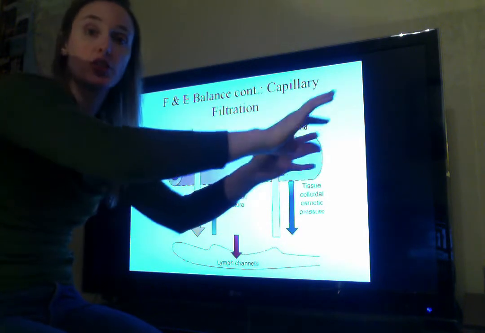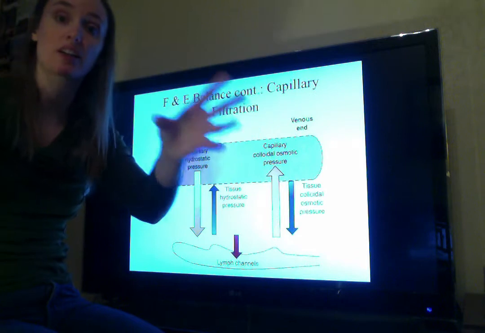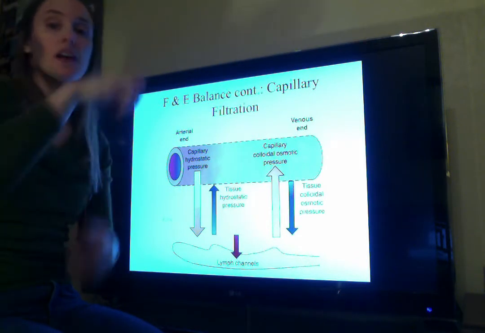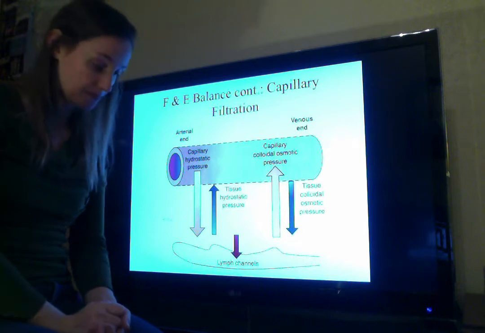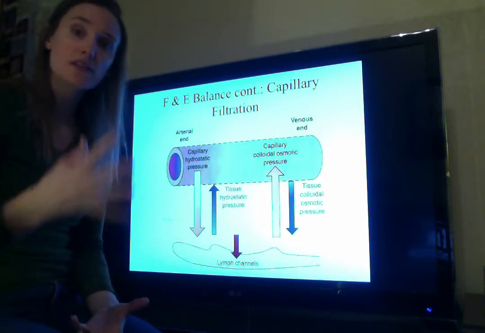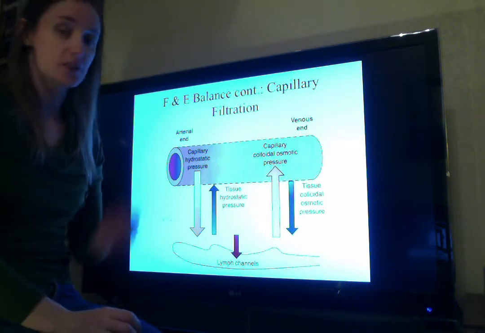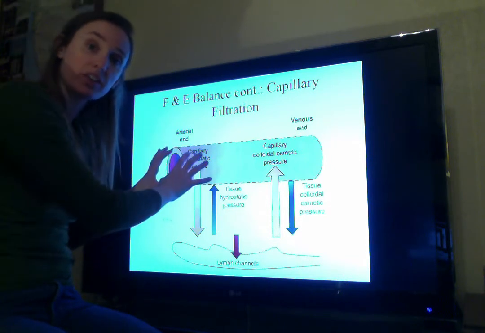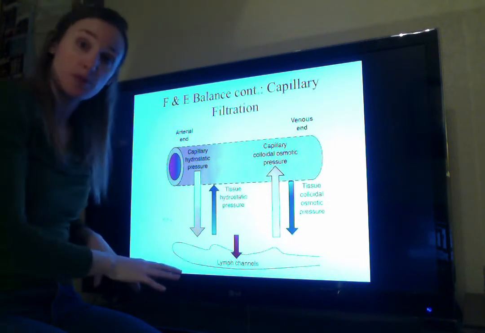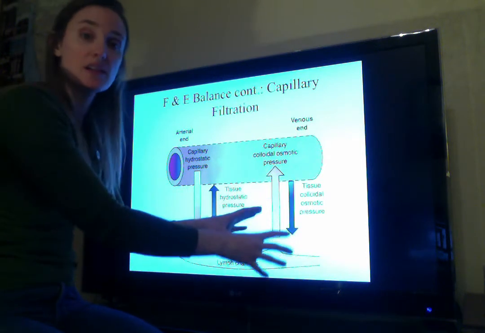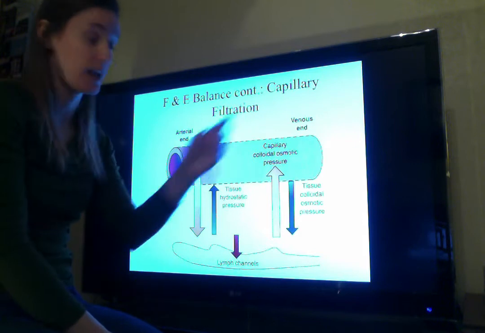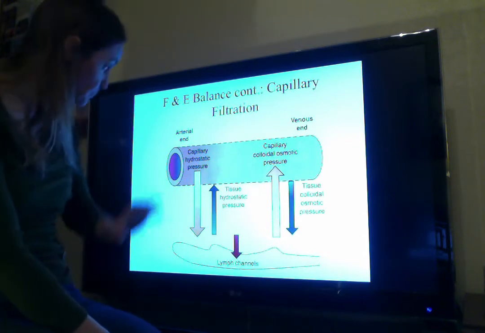It's going to pick it up and return it back, and the veins are going to get larger and larger until we get back to the right side of the heart. And that cycle goes over and over. So we need to look at capillary filtration and what makes things leave the capillaries on the arterial side, and what makes things return to the capillaries and then the veins on the venous side.